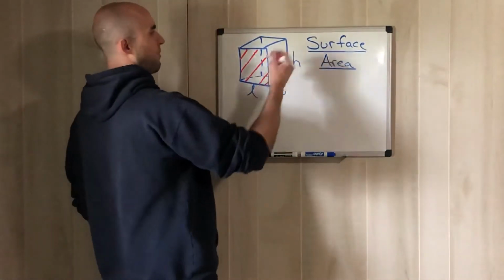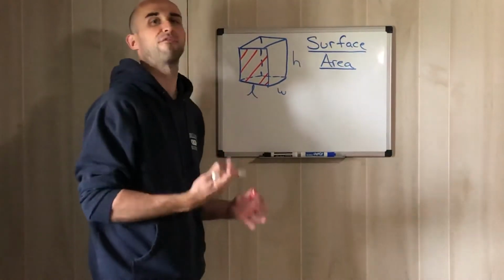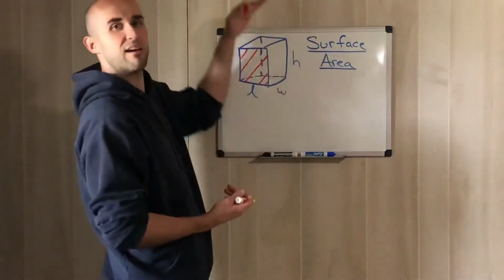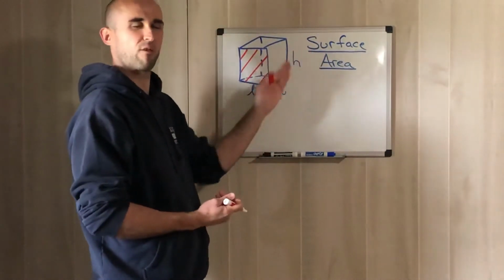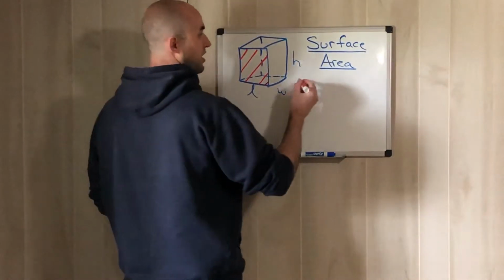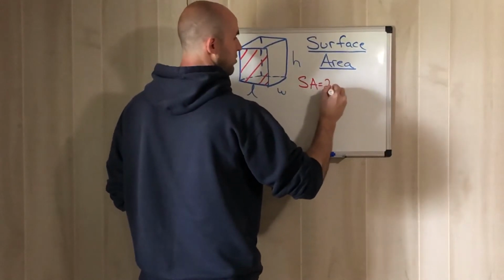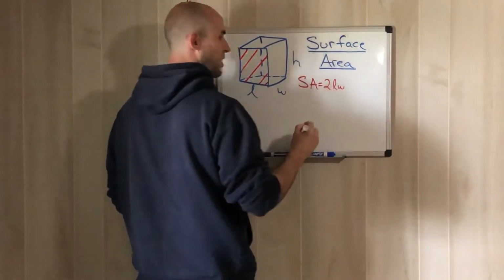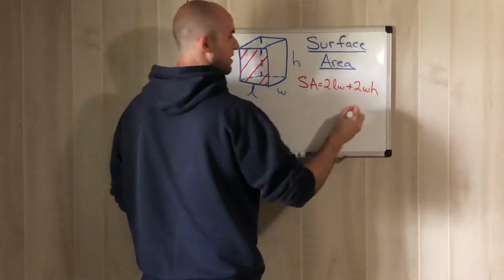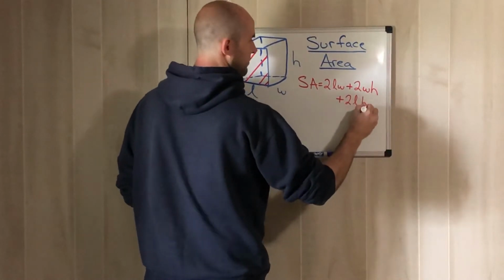So let's say, for example, I wanted to find the surface area of a rectangular prism. You're going to have to find six areas. You would find the area of the front, the back, the top, the bottom, left and right. If you wanted to do all that separately, you could. But there is a formula that you can use, which is going to look a little bit complicated. It's 2 length times width plus 2 width times height plus 2 length times height.